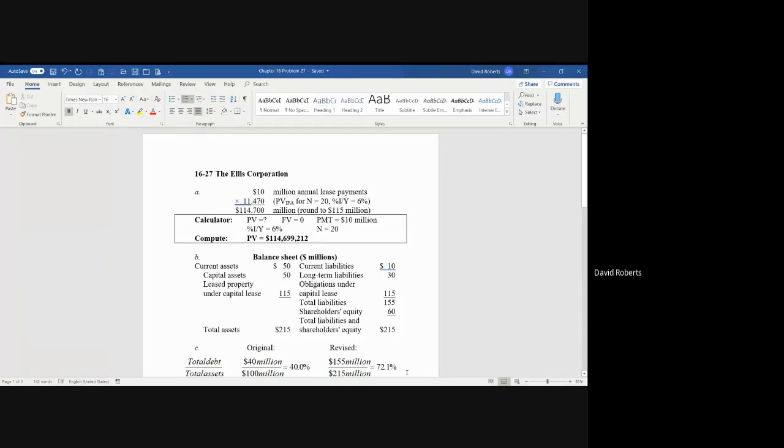Problem 16, 27, Chapter 16, Problem 27. In Part A, we're asked to calculate the present value of the lease.